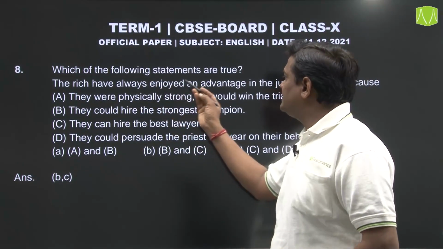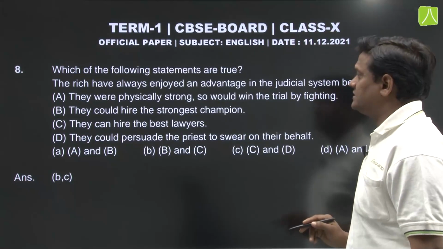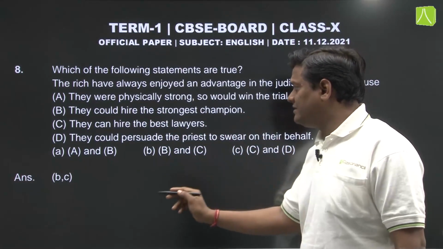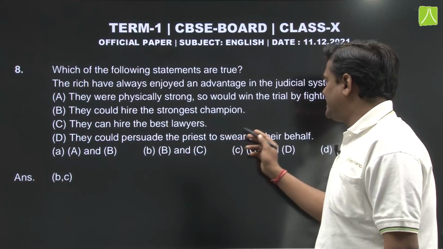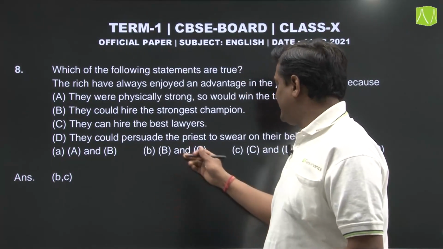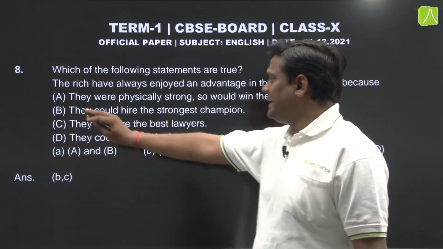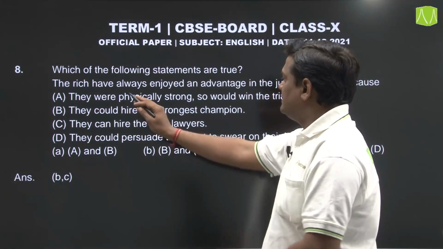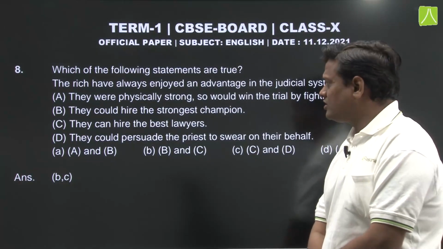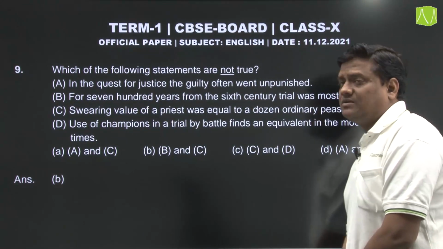Question number 8. Which of the following statements are true? The rich have always enjoyed an advantage in the judicial system because they were physically strong, so would win the trial by fighting. They could hire the strongest champion. They can hire the best lawyers. They could persuade the priest to swear on their behalf. CBSE has decided that options B and C are both correct. Both are true, meaning B, C and D. These three options are correct and the first is not true: they were physically strong, so would win the trial by fighting. It was dependent on money, not on physical strength.